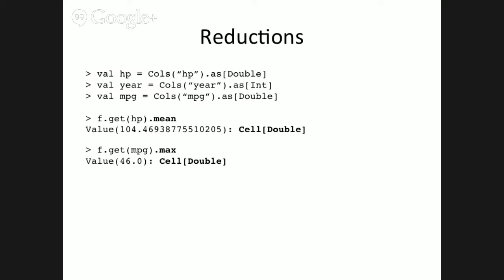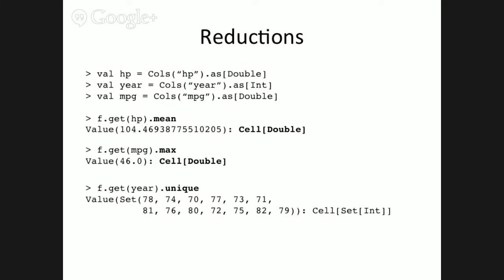There are other reductions you can call, like max. Quite a lot of good miles per gallon. I think most people here probably don't even get that. There are ones like unique, so you can get all the unique values out, etc. You'll notice that every single one is always returning a cell.